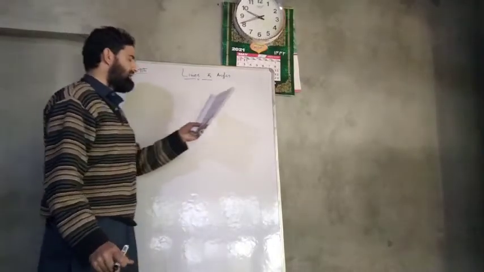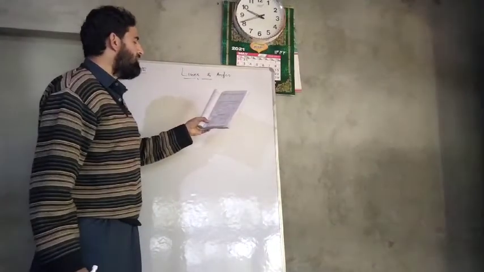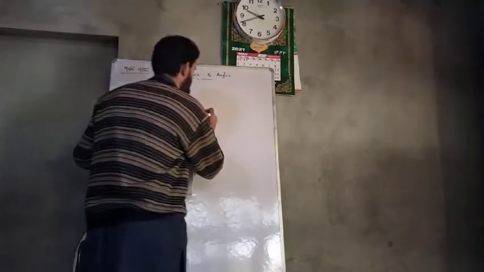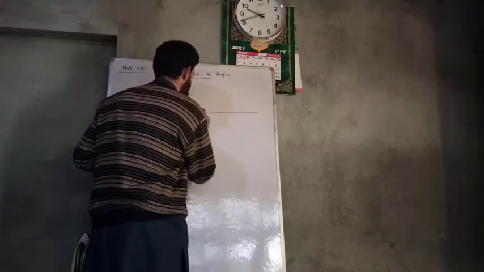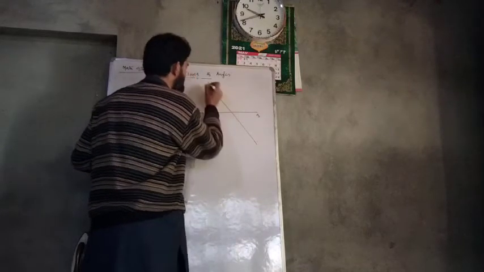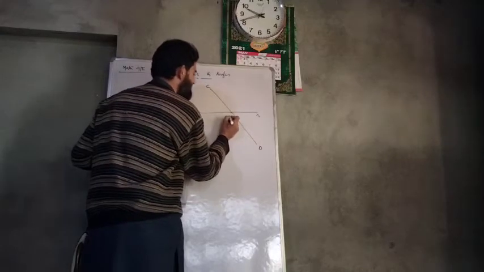This is exercise number 1. Now questions of exercise. In the figure, AB and CD intersect at O. Two line segments: this is line segment AB, and there is another line segment CD. These two line segments intersect each other at point O.